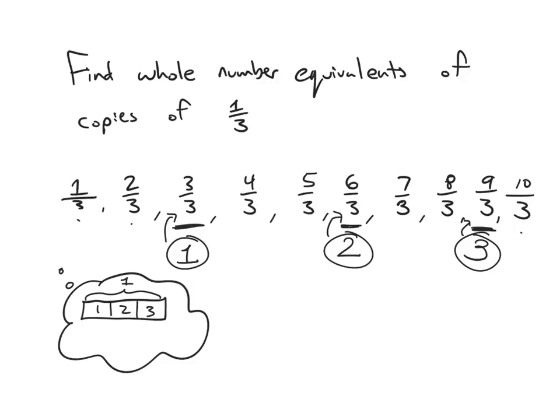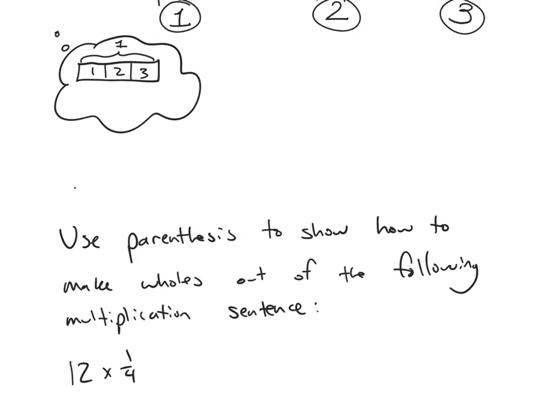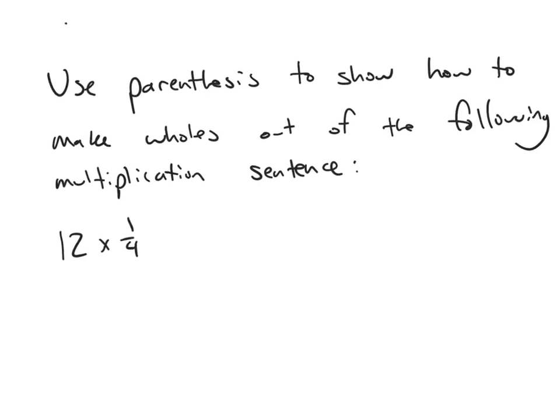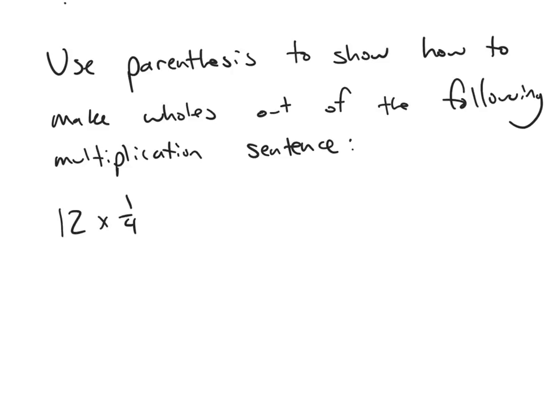Being able to group unit fractions together and figure out how many of those unit fractions equal whole numbers is going to be helpful to figuring out multiplication and addition sentences involving unit fractions. So let's take a look at how we can use this for our next problem here. We're going to be using parentheses to show how to make wholes out of the following multiplication sentence. I have the multiplication 12 times 1/4. This is the same as 12 copies of 1/4.